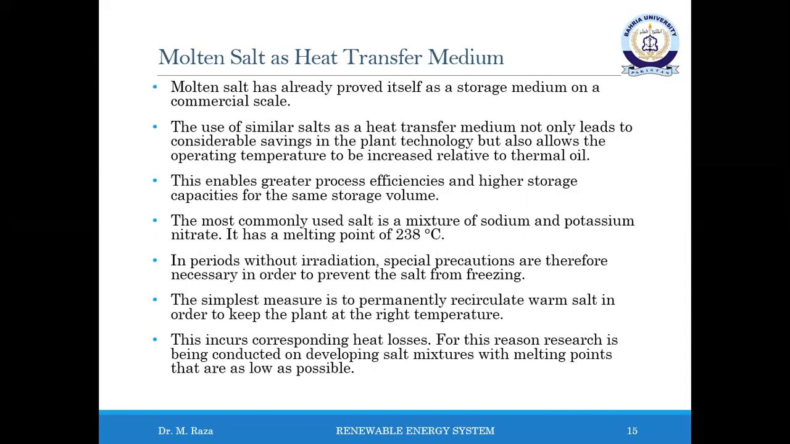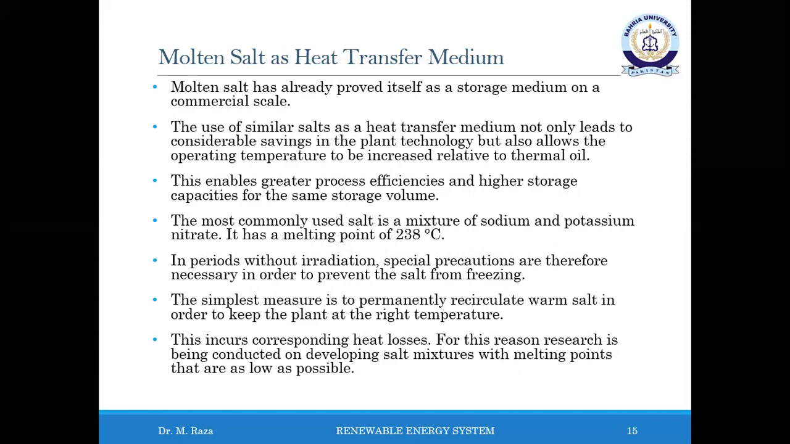The most commonly used salt is a mixture of sodium and potassium nitrate. It has a melting point of 238 degrees. In periods without irradiation, special precautions are therefore necessary in order to prevent the salt from freezing. The simplest measure is to permanently recirculate warm salt in order to keep the plant at the right temperature. This causes correspondingly high heat loss.